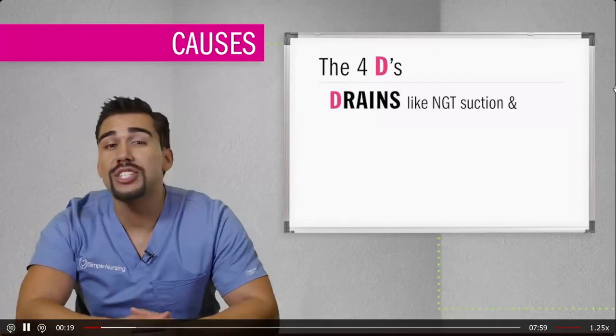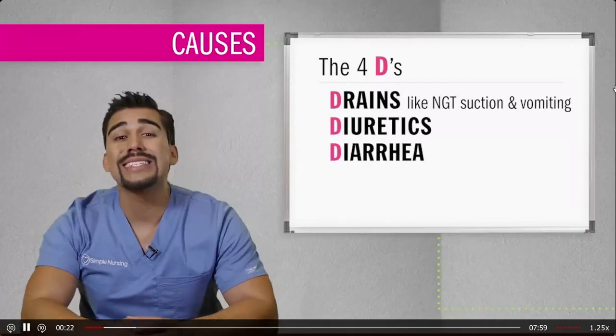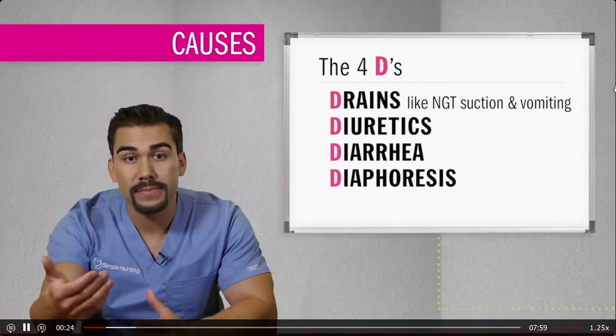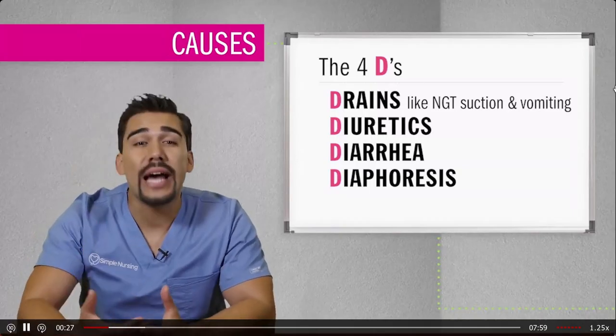So drains like NG tube, diuretics, diarrhea, as well as diaphoresis, profuse sweating. Simply all fluids that leave your body have some type of electrolytes, because where fluids flow, electrolytes go. But the other causes of low sodium, we use the acronym SIADH.